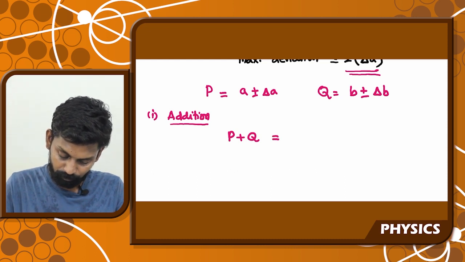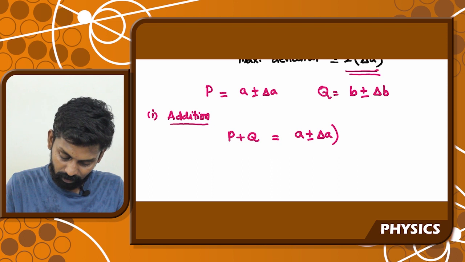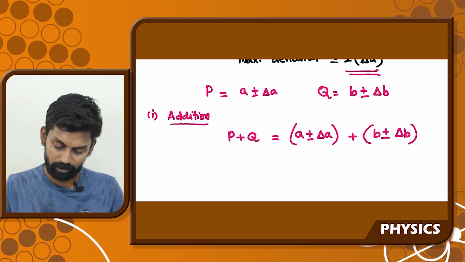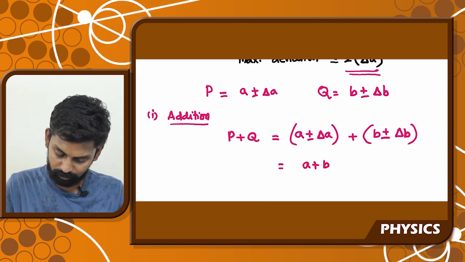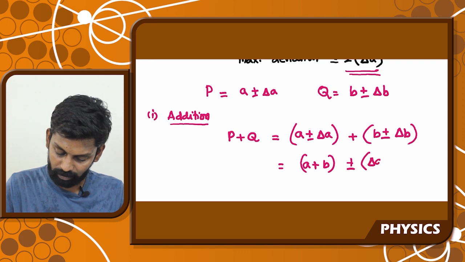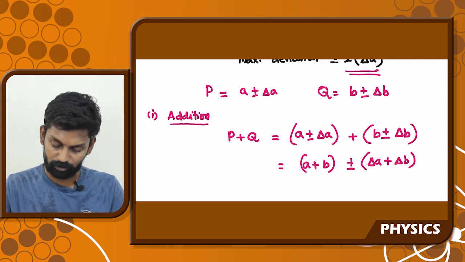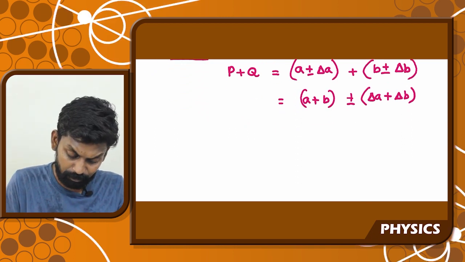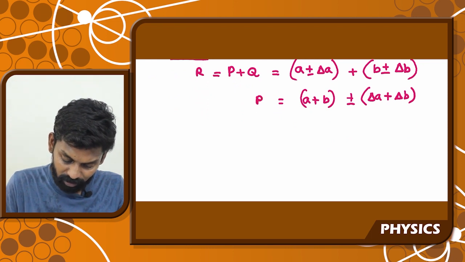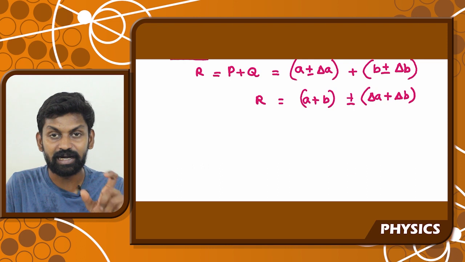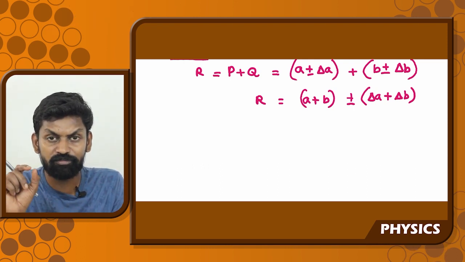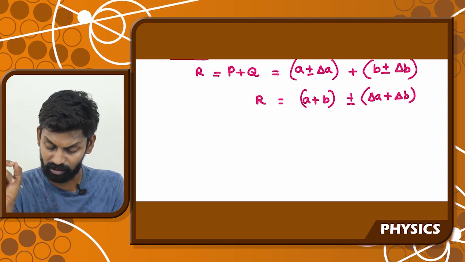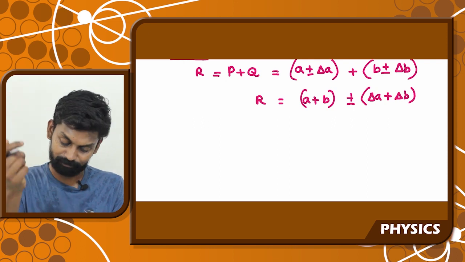P plus Q will be equal to A plus or minus delta A plus B plus or minus delta B. So, the true value is going to be A plus B and the error is going to be delta A plus delta B. I would like to take a simple example in terms of numbers, to prove this. Let us say P plus Q is equal to R. So R is equal to A plus B plus or minus delta A plus delta B. That means the true value of R is equal to A plus B and the maximum possible error in measuring R is equal to delta A plus delta B.